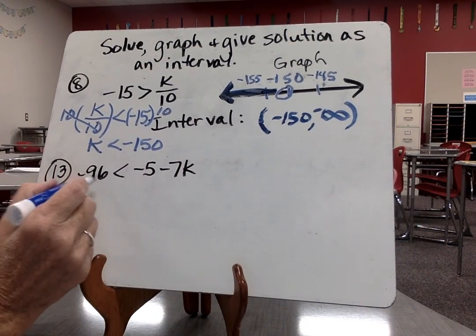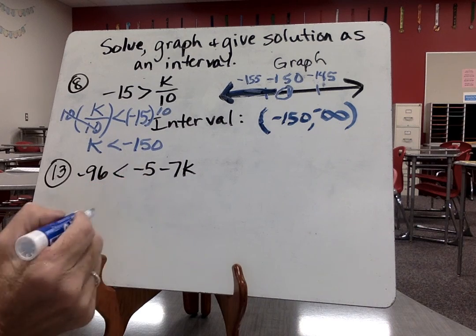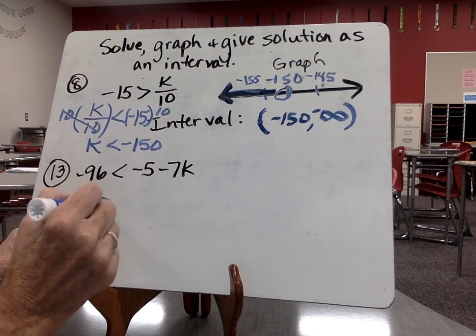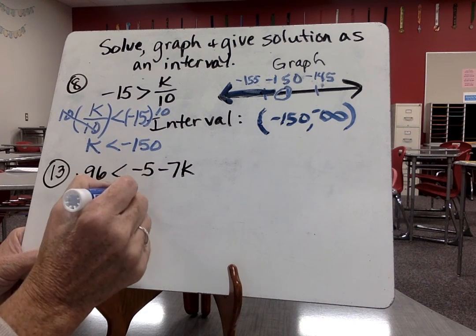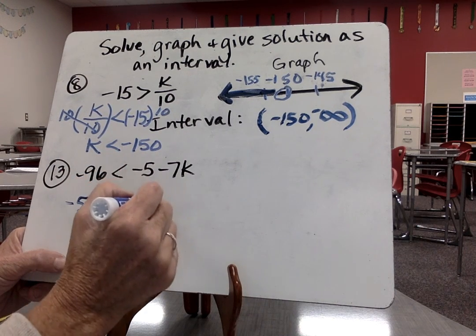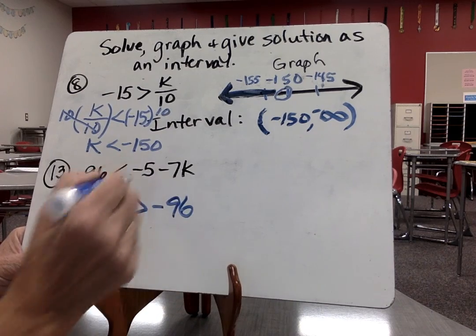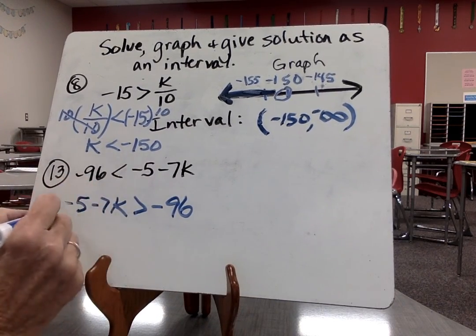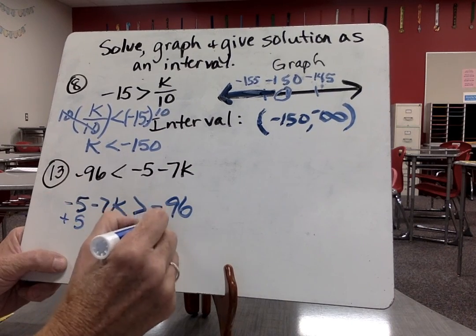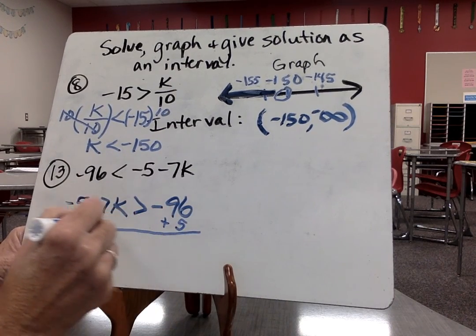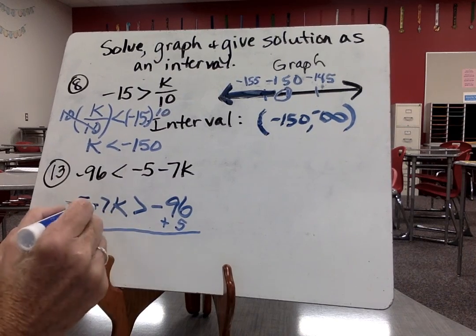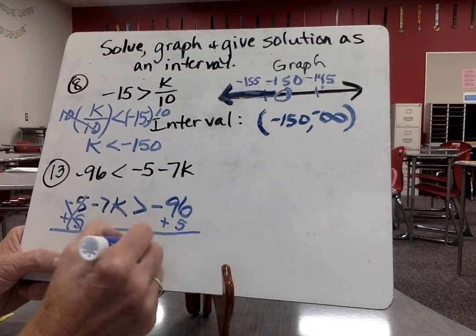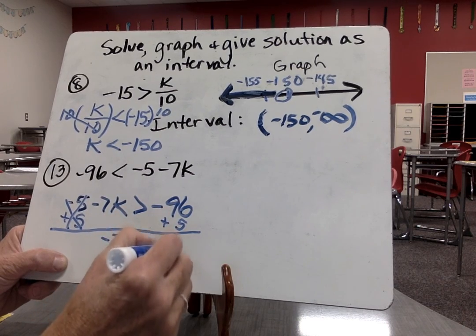Okay, the next one, -96 is less than -5 minus 7k. I'm going to do a flip-flop, -5 minus 7k, and then I'm going to switch the sign, is greater than -96. I always want my variable on the left, so I flip my sign whenever I do that switch. I'm going to add 5. So then I get, cross this out, -7k is greater than -91.